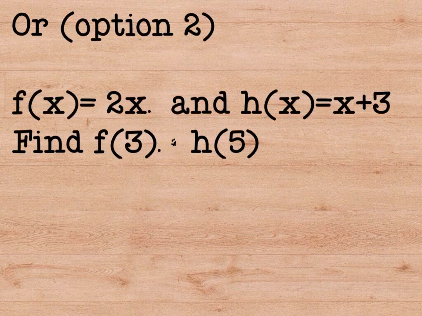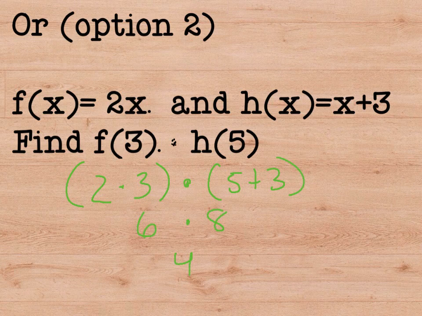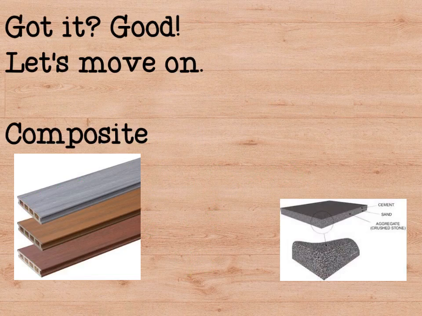So this time I know that f of 3 means to take 2 times 3, again notice my use of parentheses, times 5 plus 3, again parentheses for each, 6 times 8 is 48. Again, you choose whichever way makes you most comfortable as you practice the next few problems. Got it? Good. Let's move on.